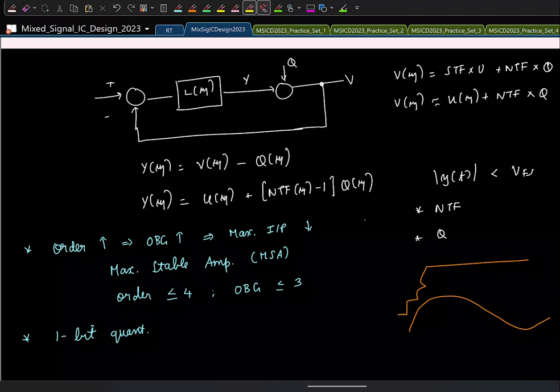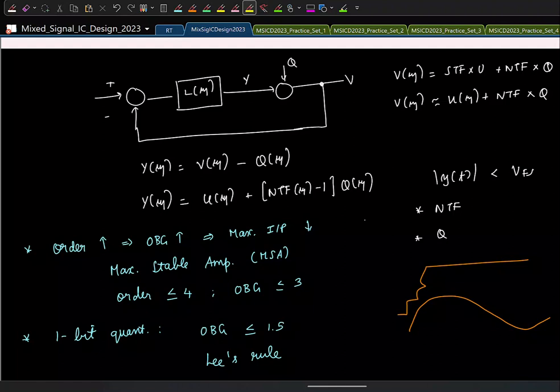A 1-bit quantizer will have the maximum quantization noise, right? So if you use a single bit quantizer, this guy might itself be so large that even for relatively smaller orders, let us say even for a second order case, this can actually go beyond. So usually for a single bit modulator, we try to keep the OBG less than 1.5. This is called Lee's rule. It's just an empirical rule, not a hard and fast rule. It doesn't mean that if I use an OBG of 1.51, it will become unstable. Just an empirical number.